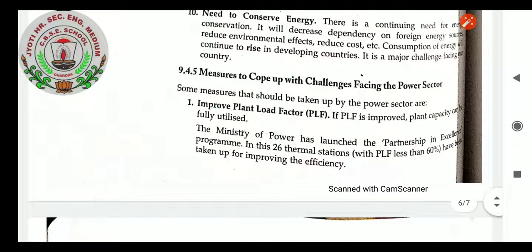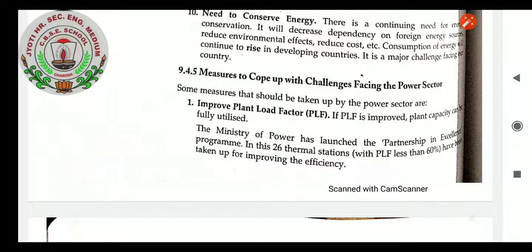Measures to cope up with challenges facing the power sector. What are the measures we can take to cope up with the challenges? What we learned, the challenges are there: conserve energy, incomplete electrification, operational inefficiency, public unrest, uncertain role of private players, shortage of raw materials. How can that be sorted out?